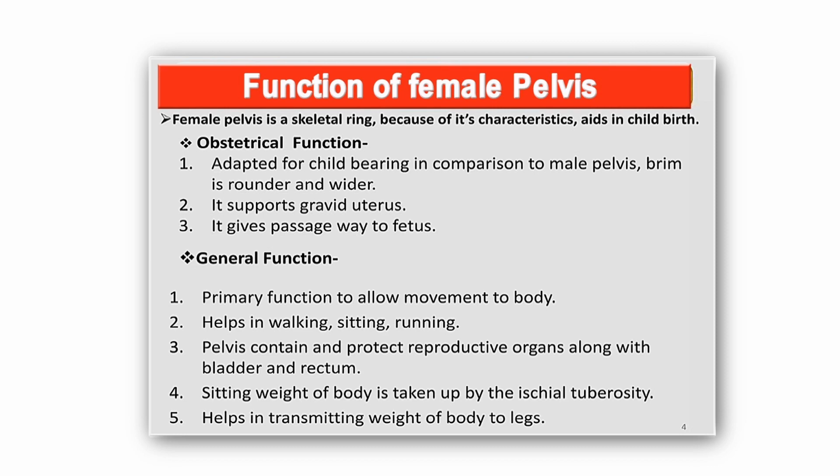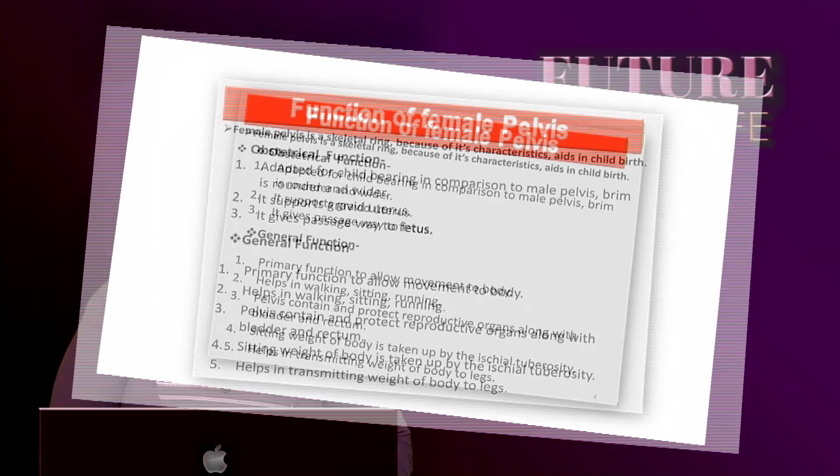So when we come to the general function, the first one is the primary function, to allow movement to the body. Second one helps in walking, sitting and running. Third one is the pelvis contains and protects the reproductive organs along with the bladder and rectum. The fourth one is that in sitting, the weight of the body is taken up by the ischial tuberosity. The last one is it helps in transmitting the weight of the body to the legs.